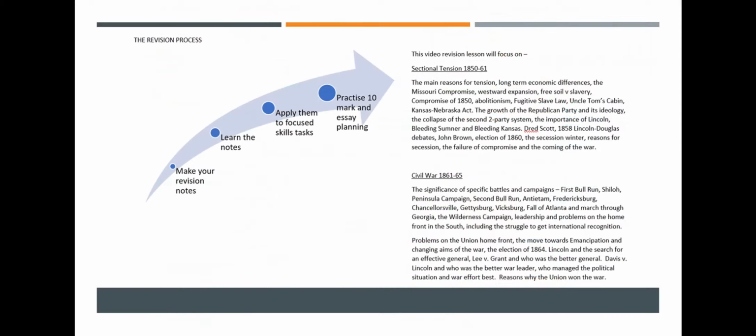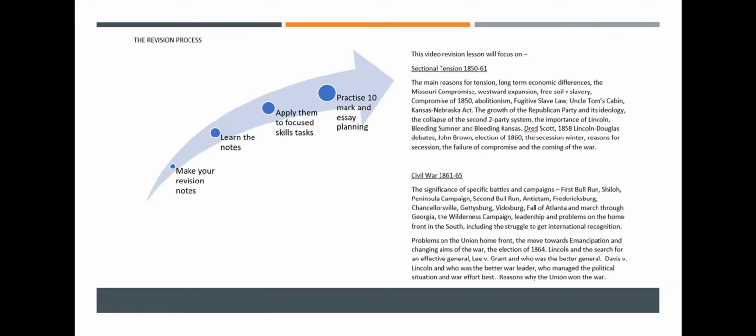Okay, so this revision lesson and the resources attached to it are going to basically help you go through a 4-step process to becoming more proficient at the study of this particular module and more proficient at the skills required to be successful. We are going to start by making revision notes, then we're going to learn the notes, then we're going to apply that learning to some focused skills tasks, and finally we'll practice 10-mark answers and essay planning.